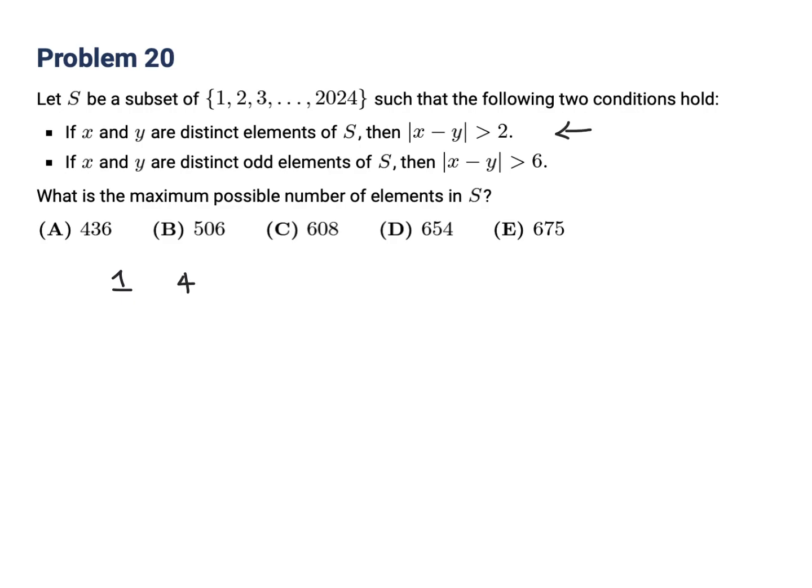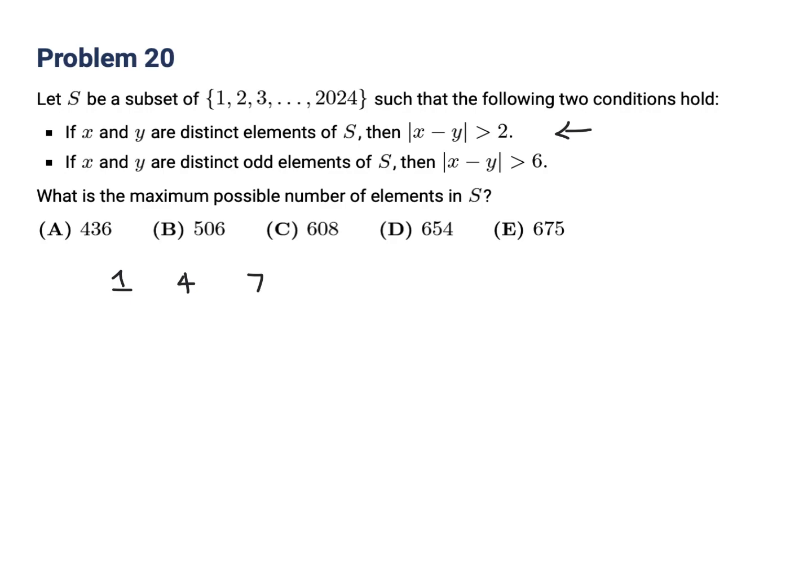So I put 4. These two numbers so far, if they were distinct elements of S, would satisfy that first condition, because 4 minus 1, or 1 minus 4, you're taking an absolute value, so it doesn't matter, is 3, and that is greater than 2. Okay, so far so good. The next one, let me go up by 3 again, because I have to in order to satisfy the first condition. And so far, so good.